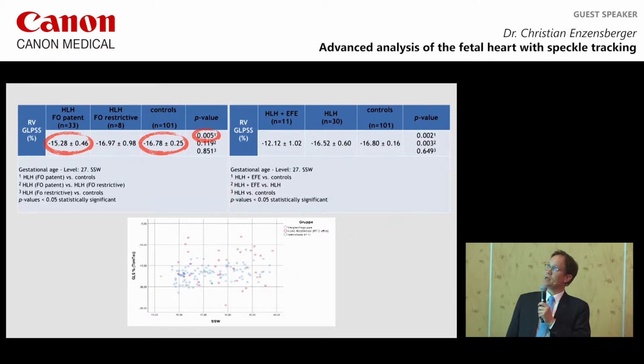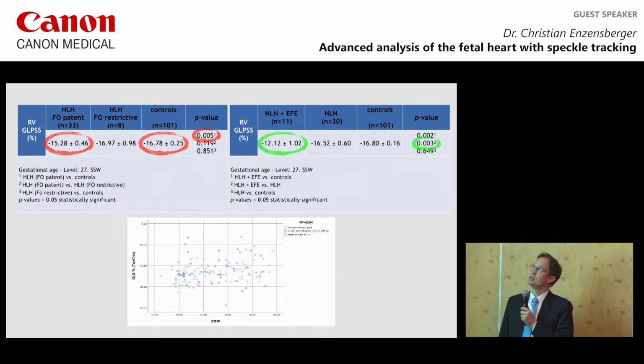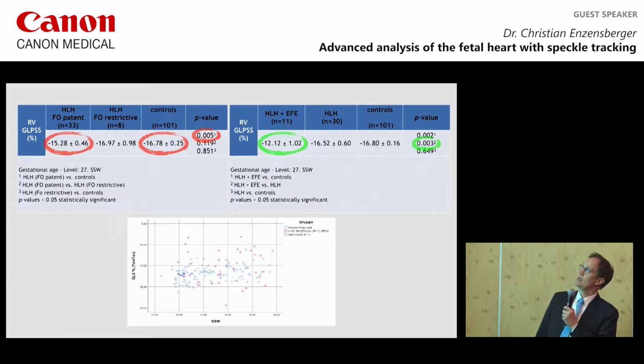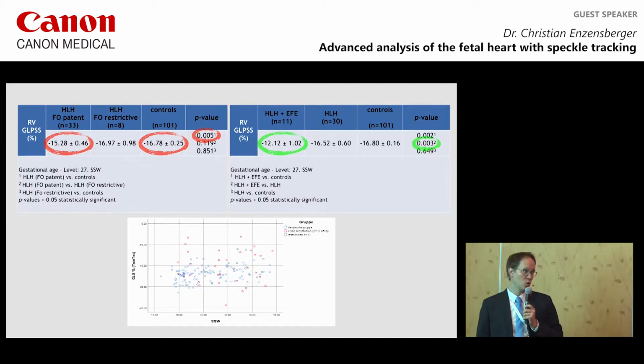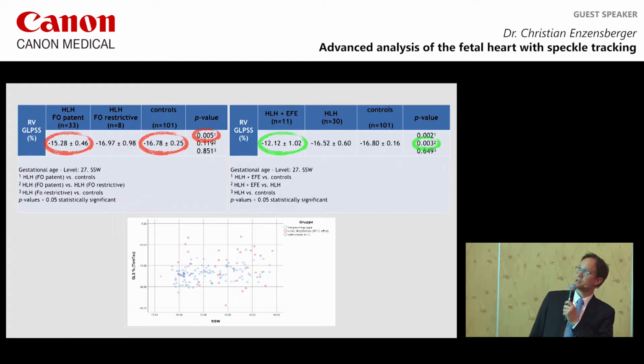Interestingly, here is the subgroup analysis of hypoplastic left heart with endocardial fibroelastosis compared to the control group. Here it's a very significant decrease in global longitudinal strain. You can see here minus 12 versus minus 16.8%.